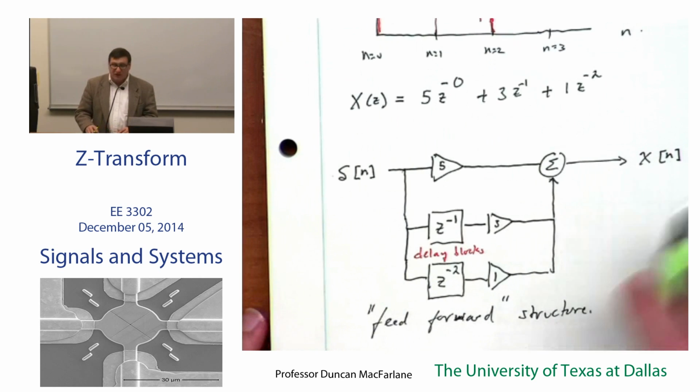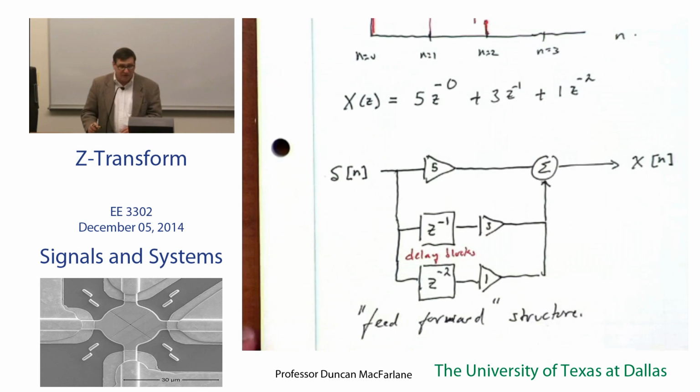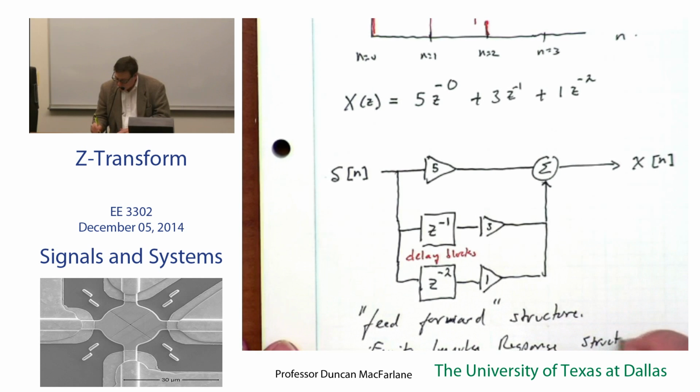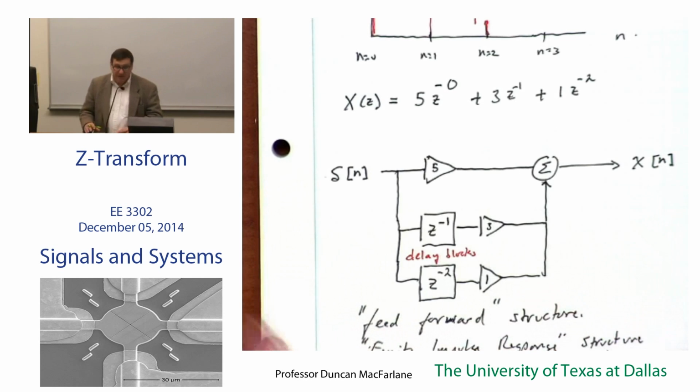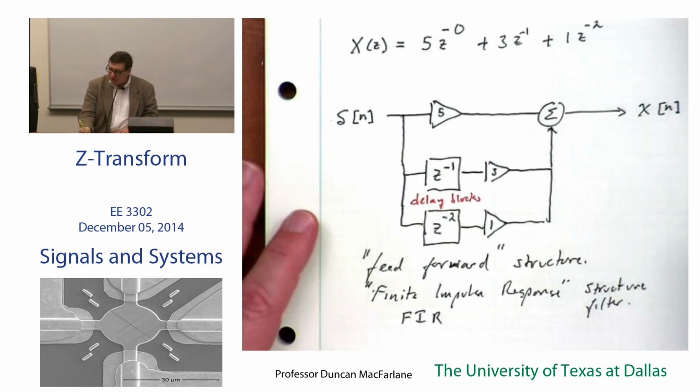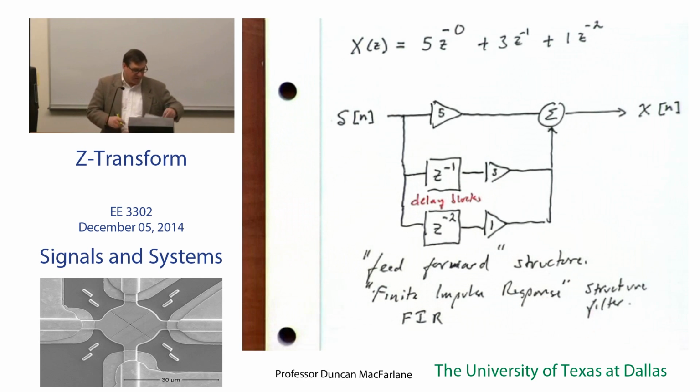But for a feed-forward structure, you always have a finite impulse response, or an impulse response that is truncated in time. So this is equivalent to calling this a finite impulse response structure or filter. And we abbreviate that FIR. Okay? So a couple of terms of art that are sensible and help us out in understanding this thing.